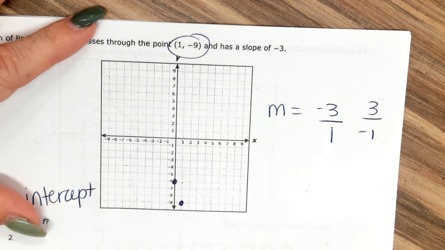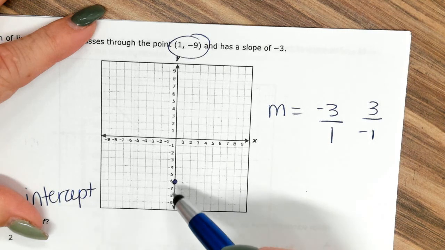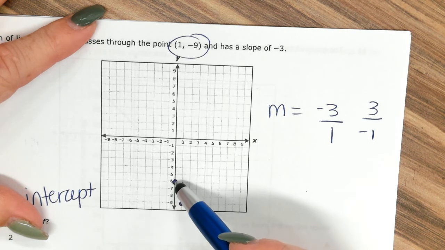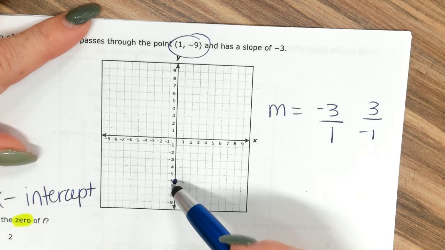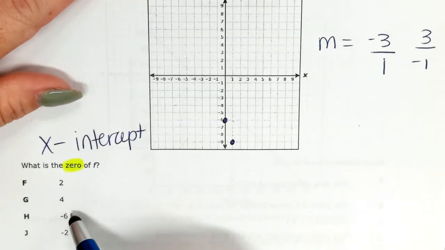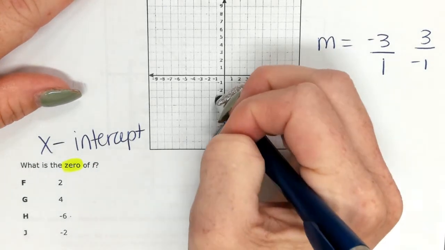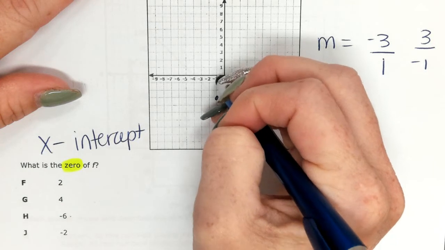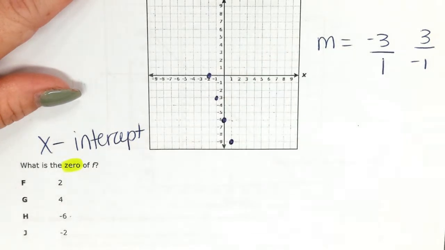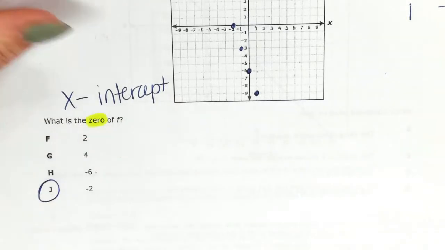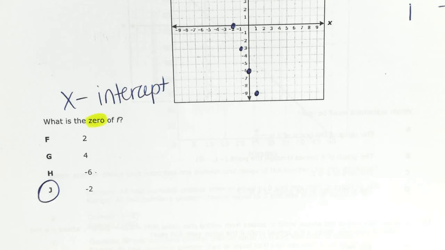Do I see an x-intercept yet? No. What is this called? A y-intercept. And I'm looking for an x. Did y'all notice that answer is there? Yes. All right. So up 3, left 1, up 3, left 1. Did I hit an x-intercept? Yes. What is the answer? -2. All you had to do was graph it.